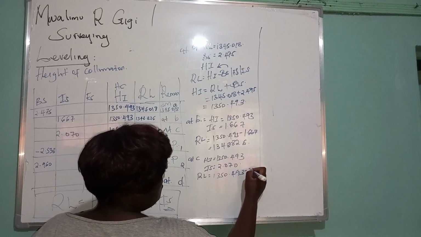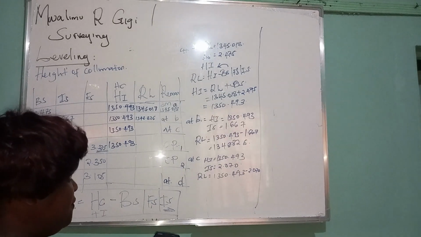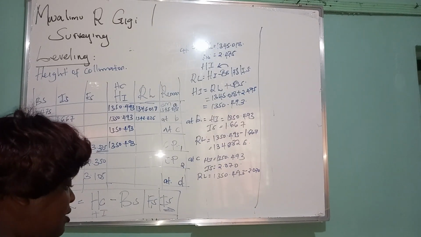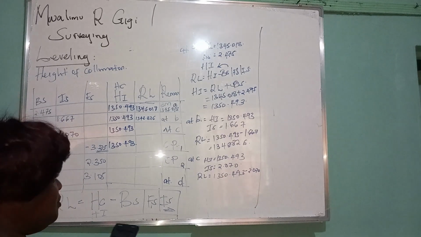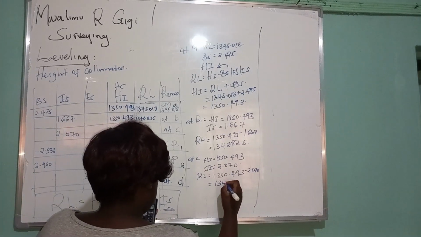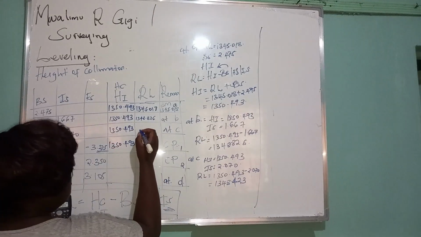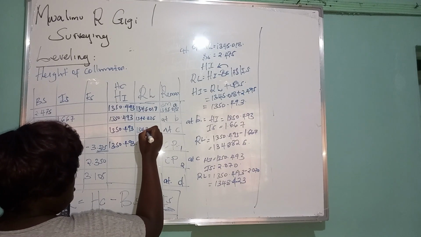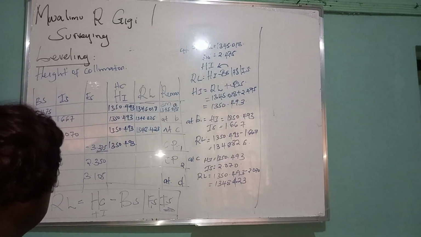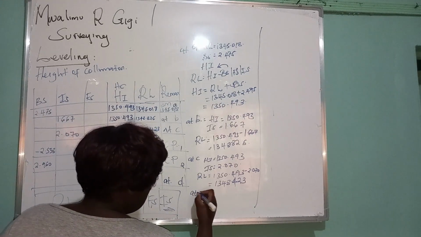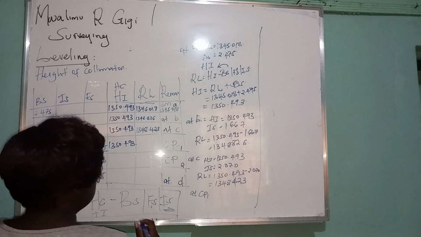So it is 1350.493 minus 2.070. So the reduced level is 1348.423. So at point C, the reduced level is 1348.423.